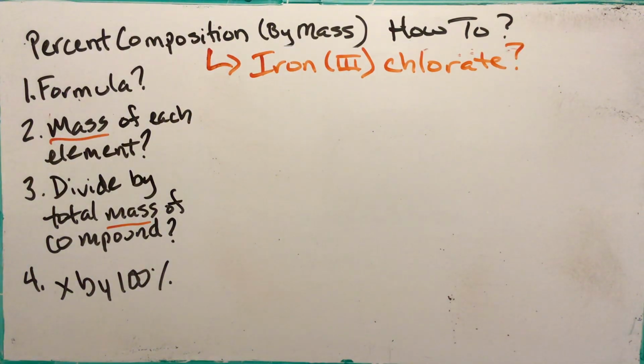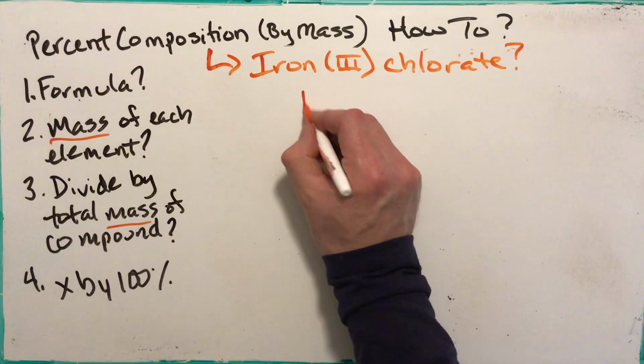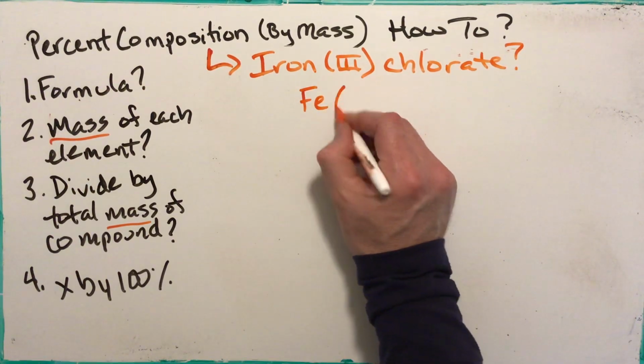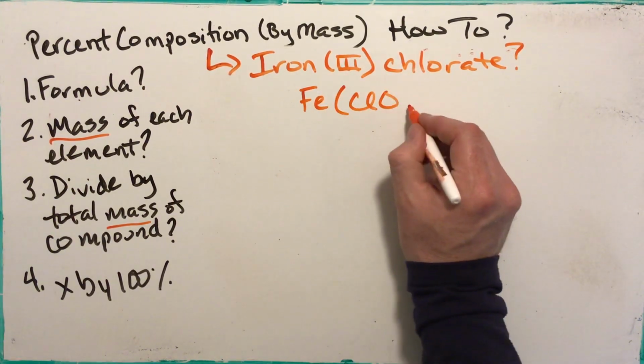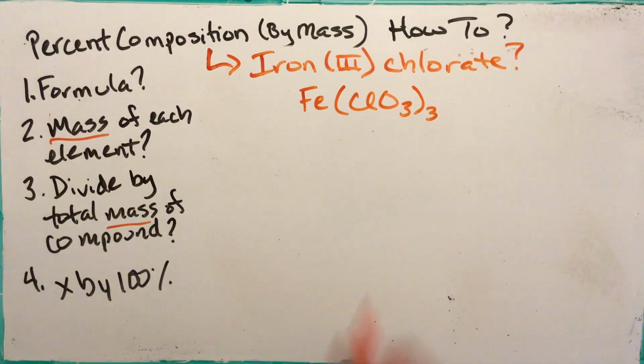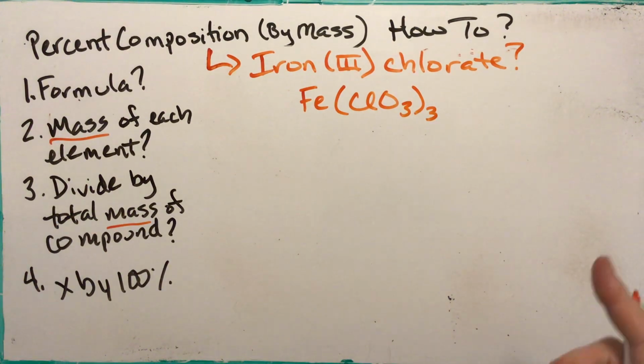So iron 3 chlorate, step 1, get the formula. I know that that's Fe. I'm really hoping formulas are becoming like shooting fish in a barrel, like boom, I know the formula for that, boom, I know the formula for that, boom, I can name that. That's where we want to get to in this course, where names and formulas are not a stumbling block at all.